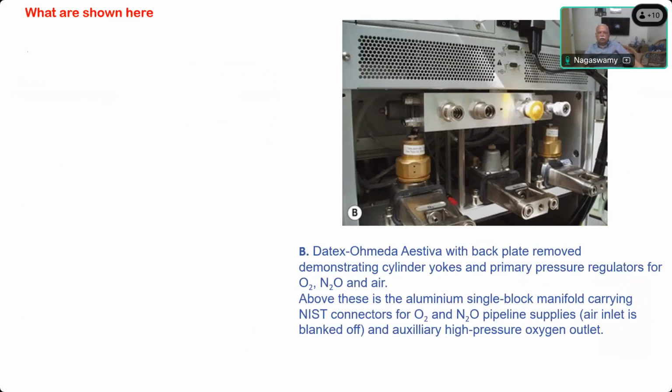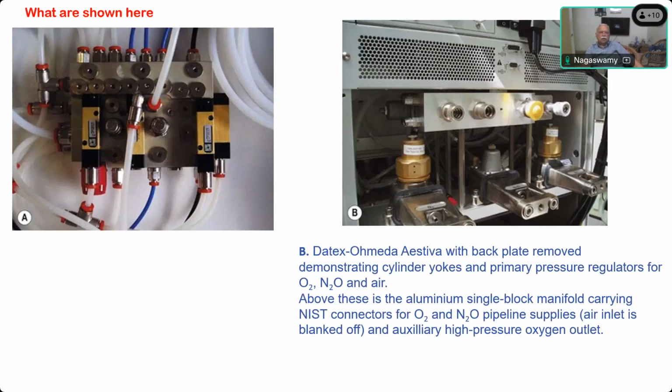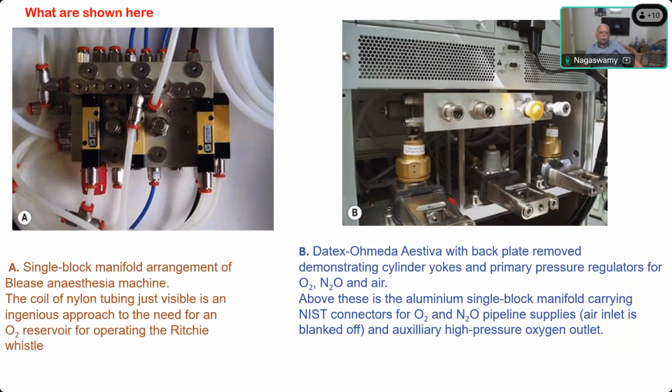Demonstrating cylinder yokes. That is a hanger yoke assembly, which will be there for primary regulators of oxygen, nitrous oxide, and air. Above all, there is an aluminum single block manifold carrying NIST and SPO outlet. And this is the manifold arrangement of what is called the Blease anesthesia machine. It's a coil nylon tubing, because this may not be asked in the examination.